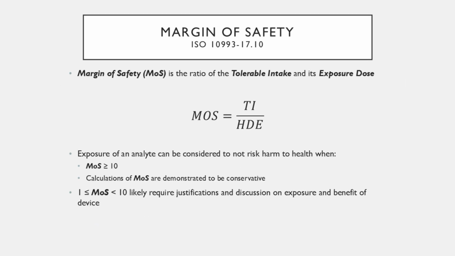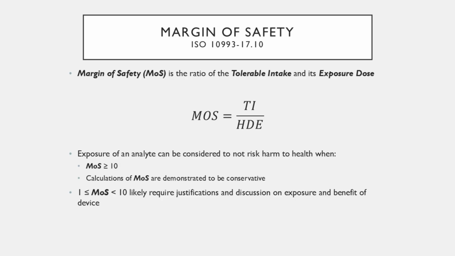Finally, you put these numbers together in order to understand your margin of safety, which is simply the ratio of the tolerable intake to your exposure dose, your human dose equivalent. Now, really, what the FDA wants to see, as with most regulatory bodies, is that you have a margin of safety that's greater than 10. When you're greater than that, you can confidently say that exposure to that analyte can be considered to not be a risk to the health of the patient. And that's because the margins of safety are shown to be conservative in themselves, and even that ratio of having a margin of safety of 10 is in itself pretty conservative.